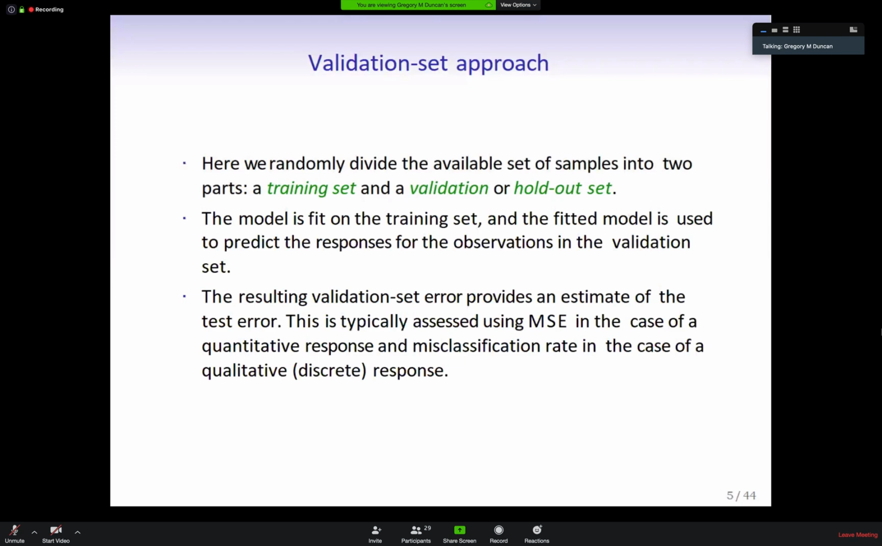The model is fit on the training set. The fitted model is used to predict the responses in the validation set. The resulting validation set error provides an estimate of the test error. And you usually use an MSE or a misclassification rate, depending upon whether you have a regression model or a classification model. But that's done on the test set or the validation set.